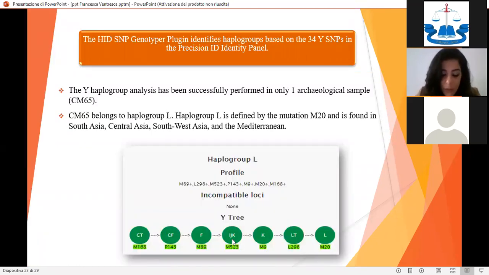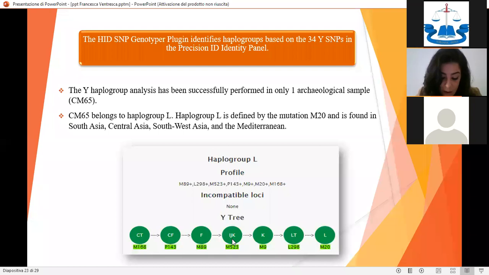Moreover, it was also possible to identify the Y haplogroup of samples based on 34 Y SNPs. The random match probability has been calculated thanks to the SNPs present on the autosomal chromosomes, but the Y haplogroup analysis, meaning the phylogenetic analysis, could be calculated by SNPs present on a sex chromosome. The Y haplogroup analysis has been successfully performed in only one archaeological sample, given that only in this sample was it possible to detect the SNPs on the Y chromosome.